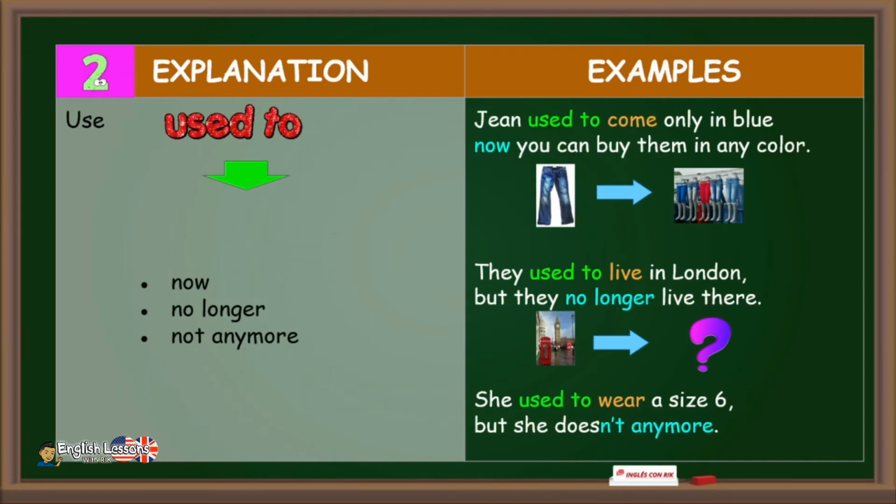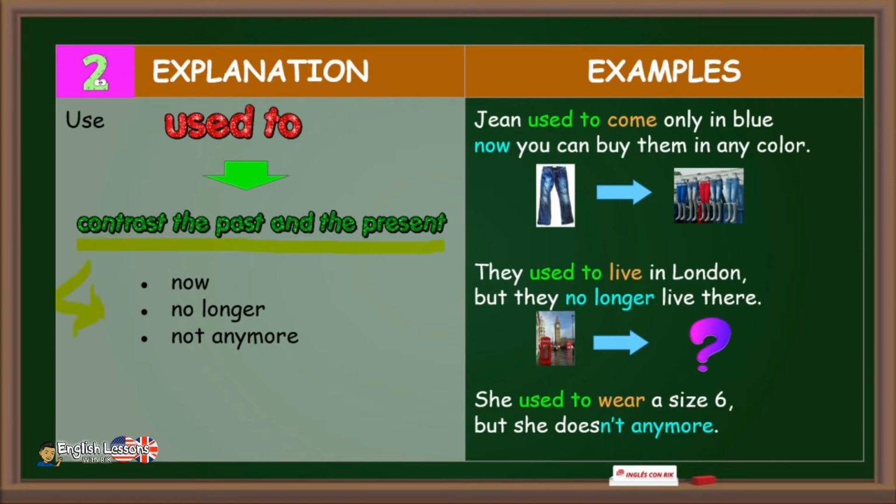Number 2. We usually use used to in sentences that contrast the past and the present. We often emphasize this contrast by using time expressions such as now, no longer, and not anymore with the present tense. More examples. Jeans used to come only in blue. Now you can buy them in any color. They used to live in London, but they no longer live there. She used to wear a size 6, but she doesn't anymore.